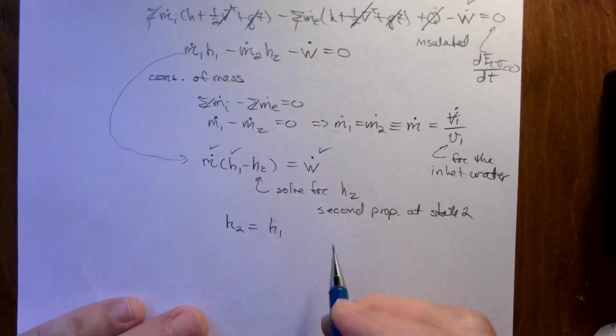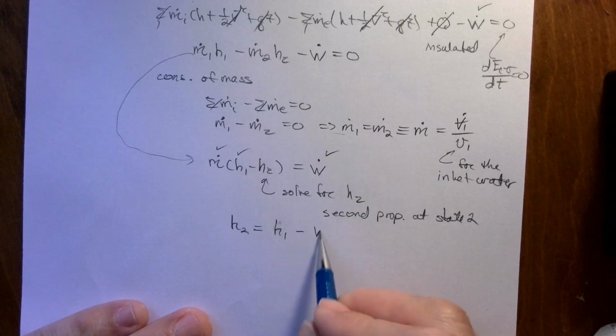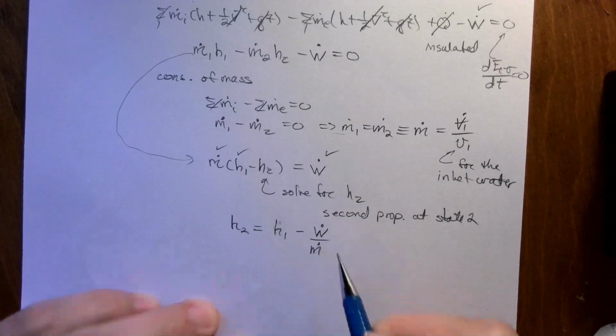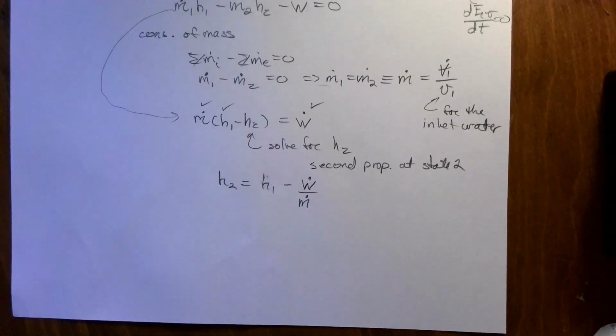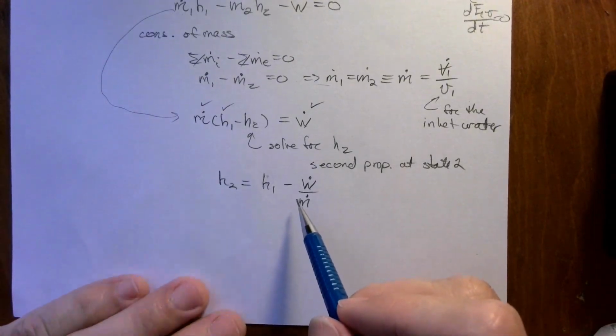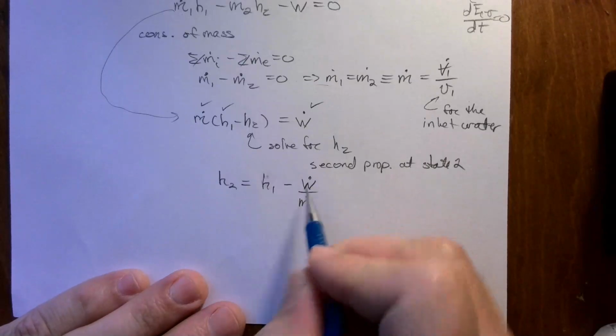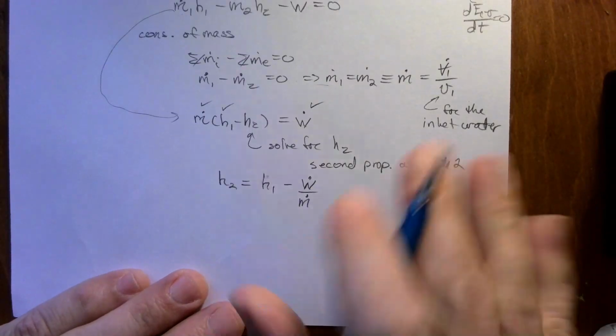H2 is going to be equal to H1, then I have minus W dot over M dot. Did I do the algebra right for that? I think so. And remember that power is a negative number, so this will ultimately increase the value of this.